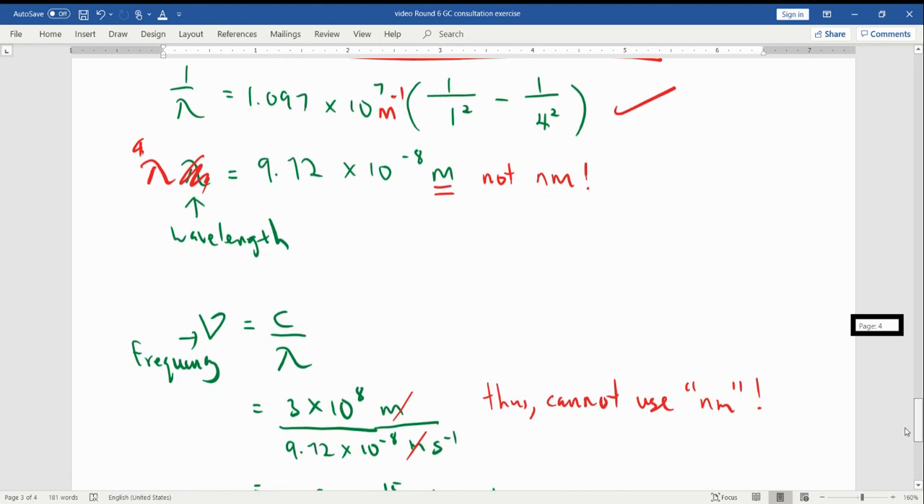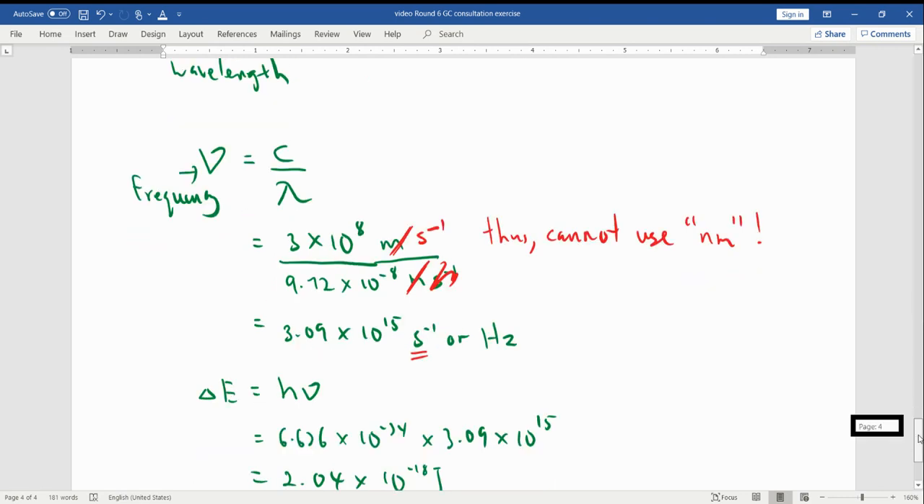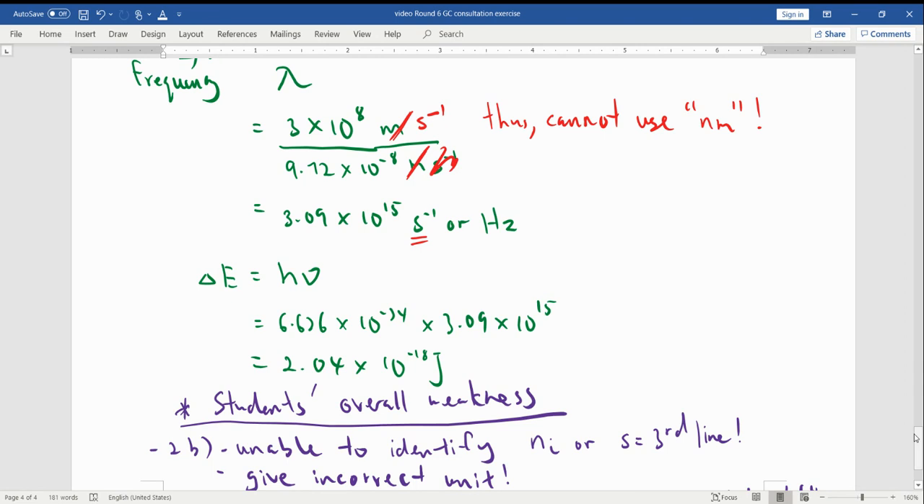If you change to nanometers, it means you don't know what you are doing, because next you are going to find frequency. Frequency is the speed of light over wavelength. The speed of light is in meters per second, and the answer we have just now is in meters, right? So the answer is per second, and you can cancel these two. If you put it in nanometers, how can you cancel the meters? Only after that will the students use this formula.